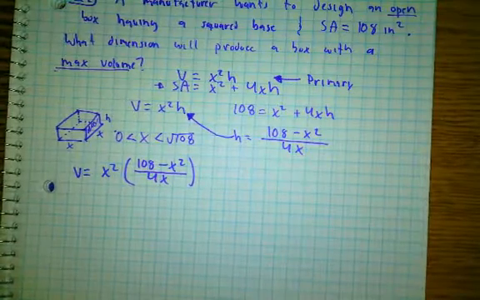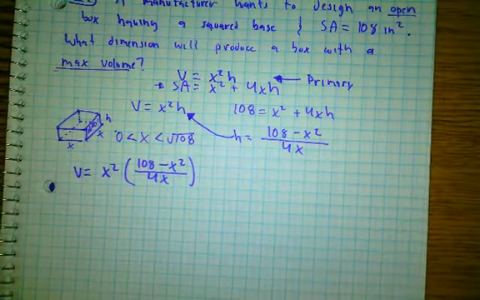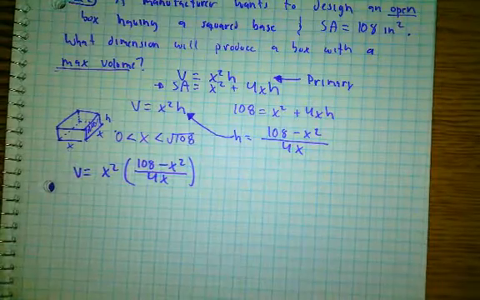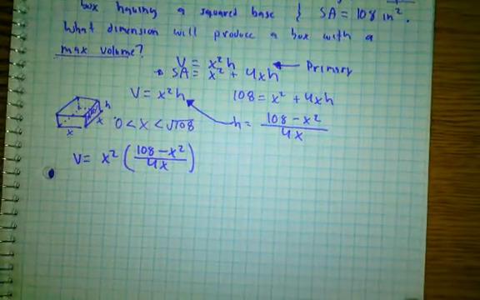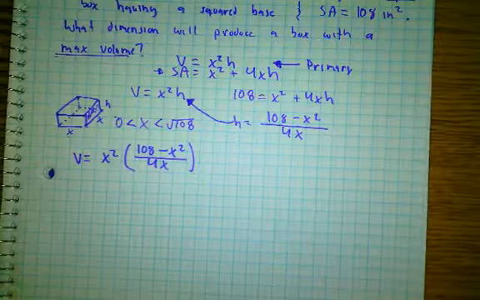Okay? Now, we're ready to do some calculus here. Okay? What do you guys suggest I do to make this problem easier? Because as it stands right now, I have product rule and quotient rule.